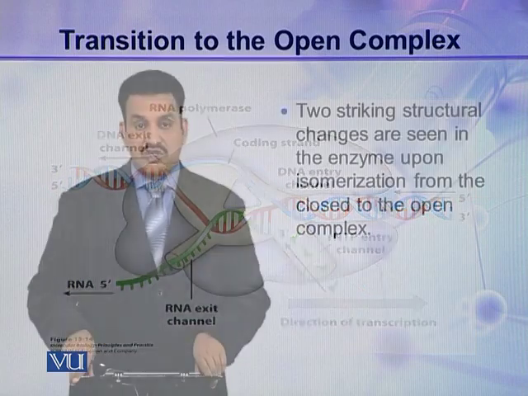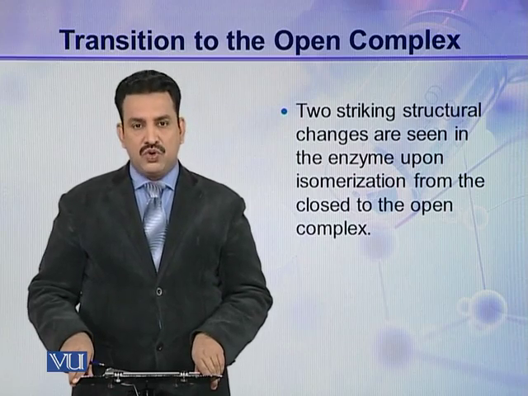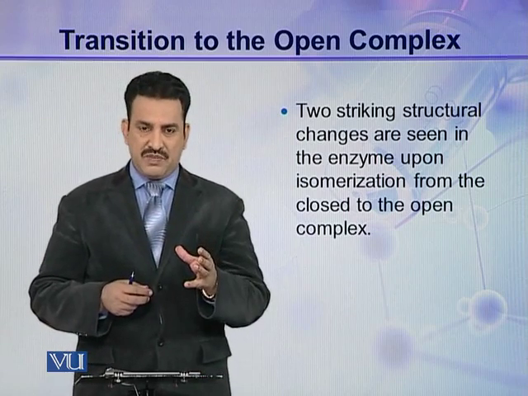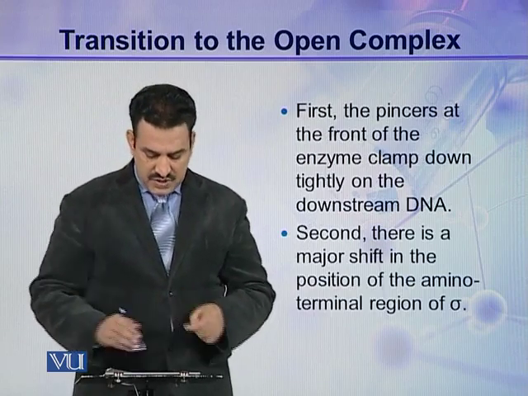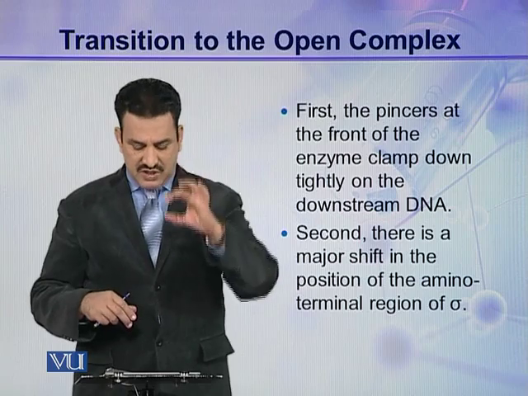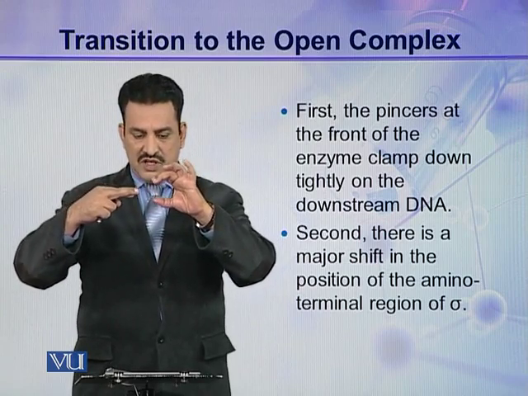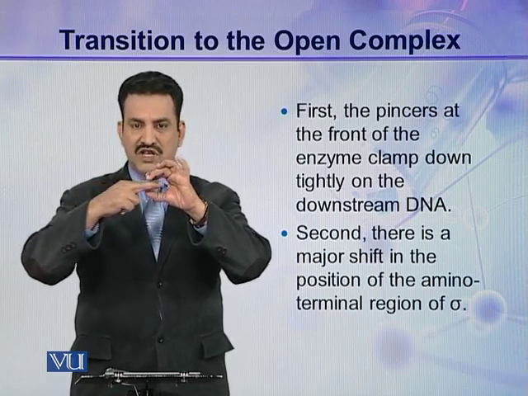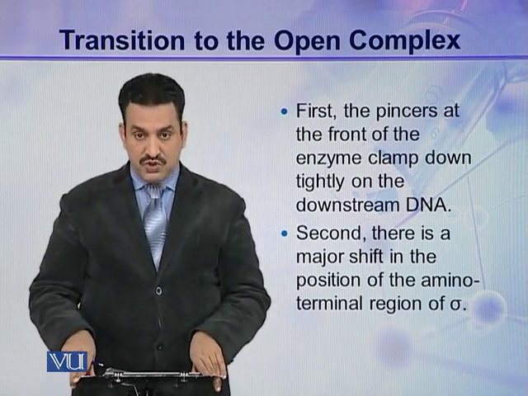2 striking structural changes are seen in the enzyme upon isomerization from the closed to the open complex. So when this transition from closed to open takes place, 2 structural changes also take place in this enzyme. First of all, the 2 pincers at the front of the enzyme clamp down tightly. So if this is a DNA strand, they clamp down tightly on the downstream DNA.